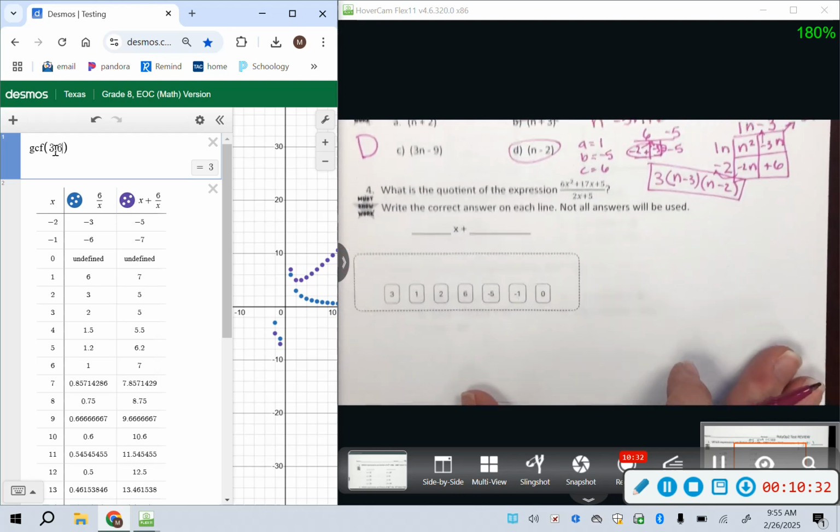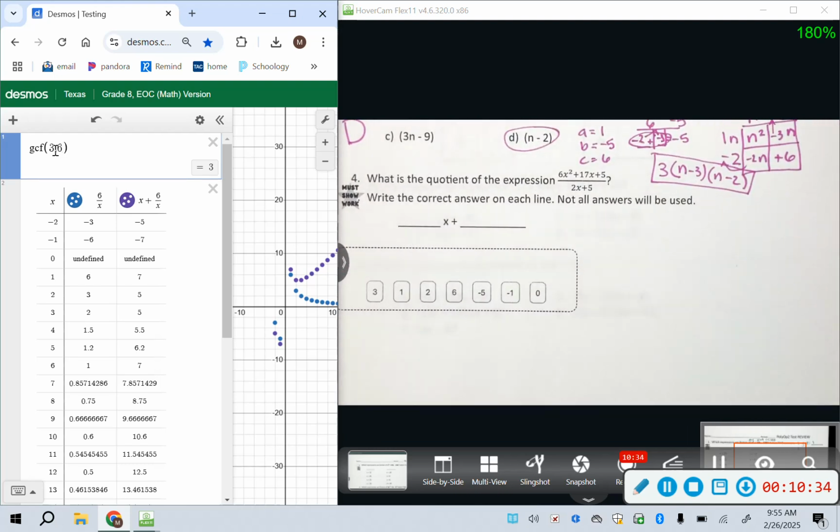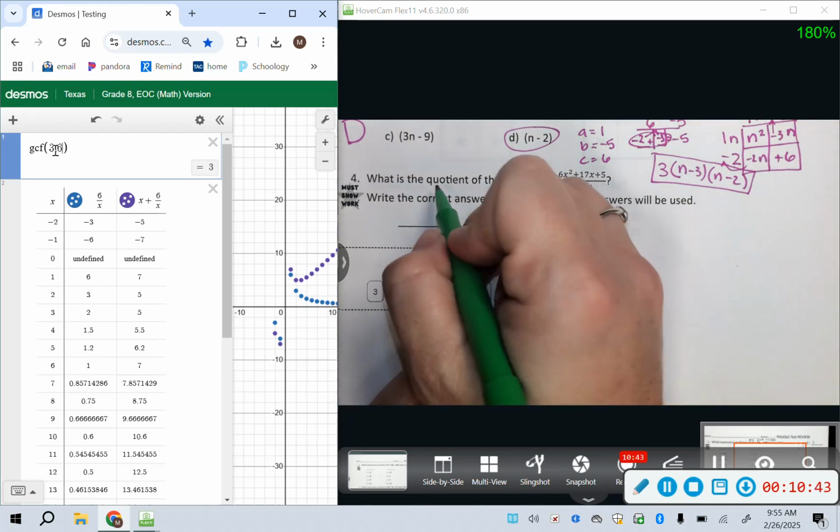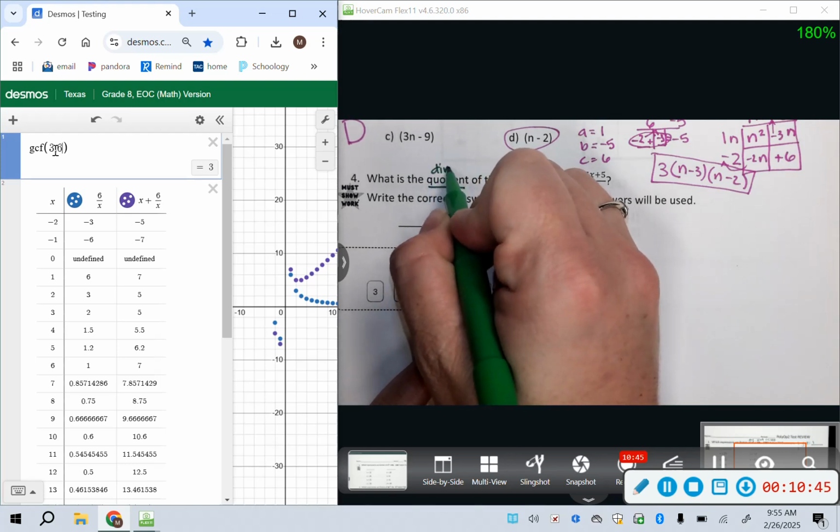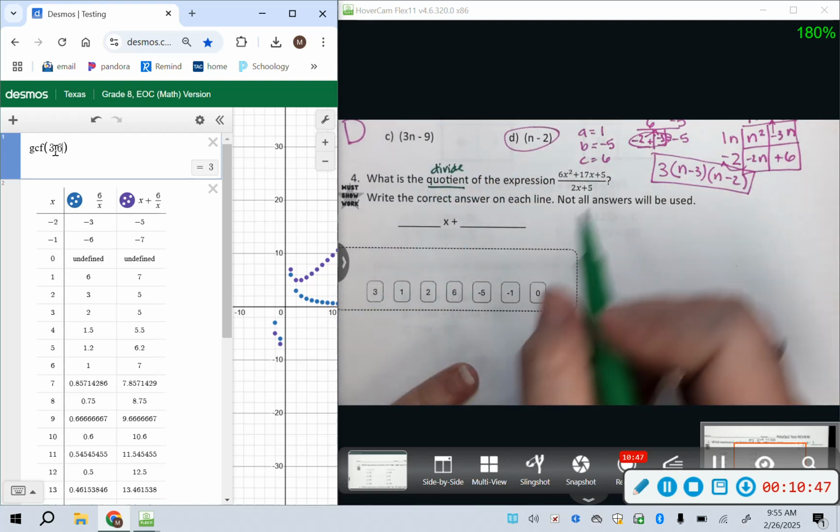Okay, let's look at number 4. Now, the biggest mistake here is forgetting to actually divide. Y'all factor the top and then you forget what to do next. So it says, which is the quotient? Y'all, that just means divide. Your answer when you divide of this expression.